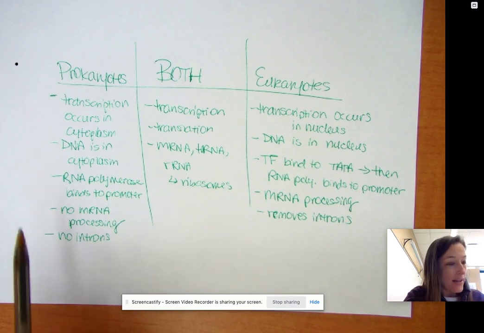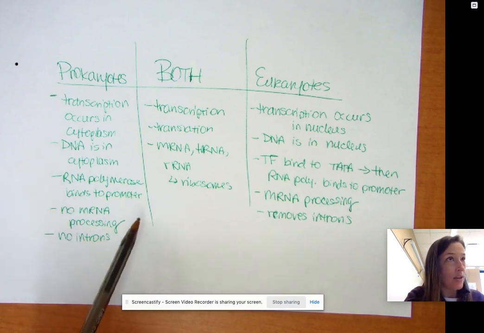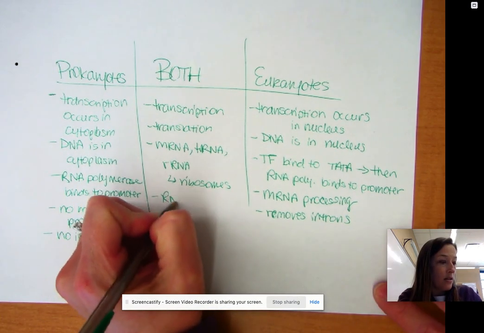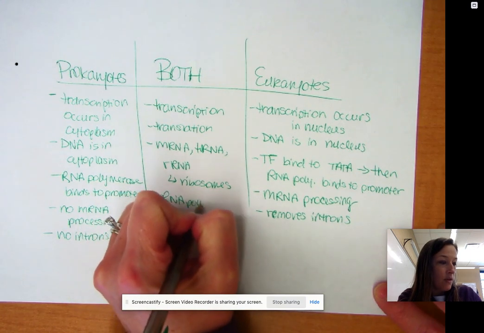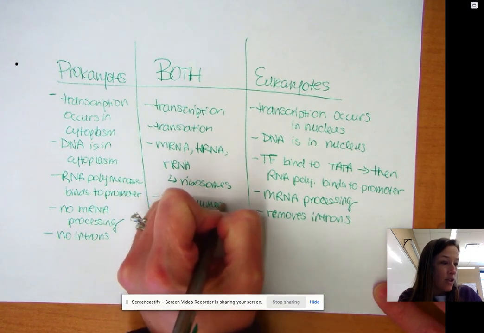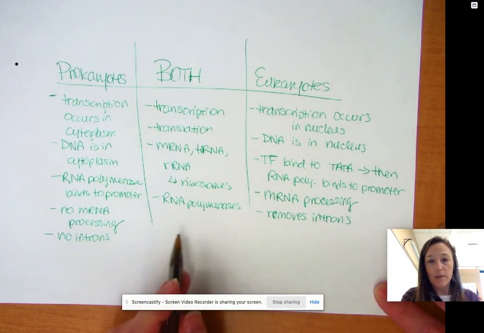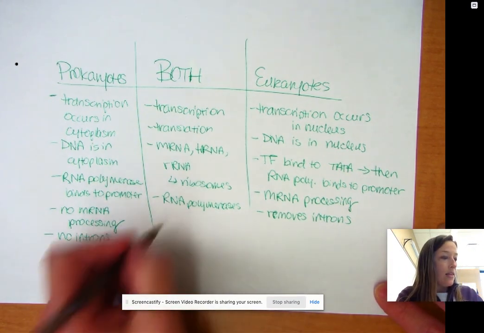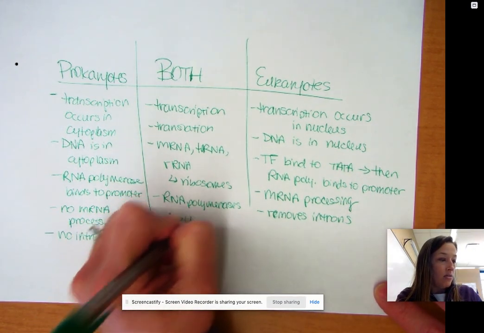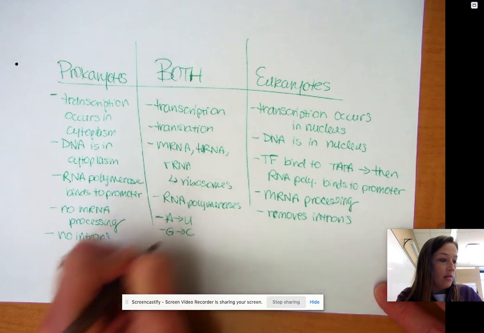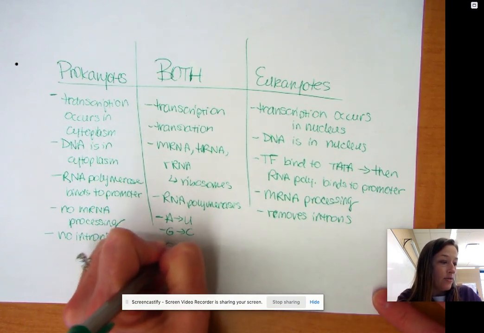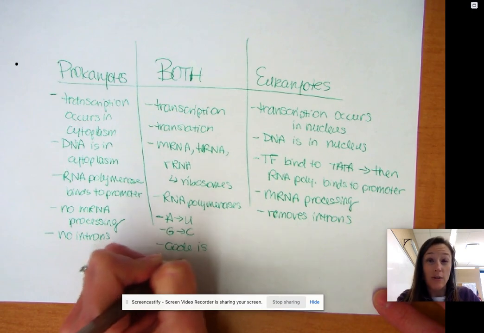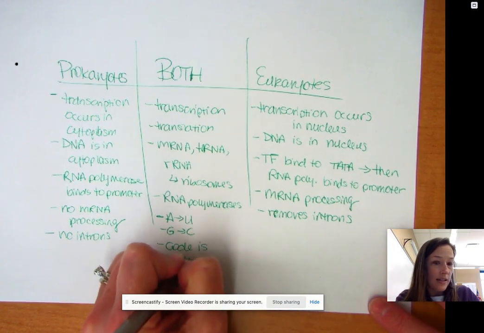And that's probably the main, I'm trying to think through. They both use RNA polymerase, a lot of the same enzymes or versions of enzymes. It might not be exactly the same, but they both use RNA polymerase. They both do A to U, G to C, and the code is universal. So if we're talking about that codon chart or that codon wheel, it's the same for both.